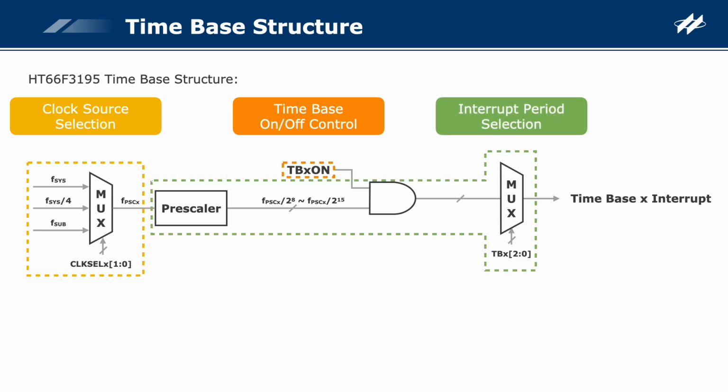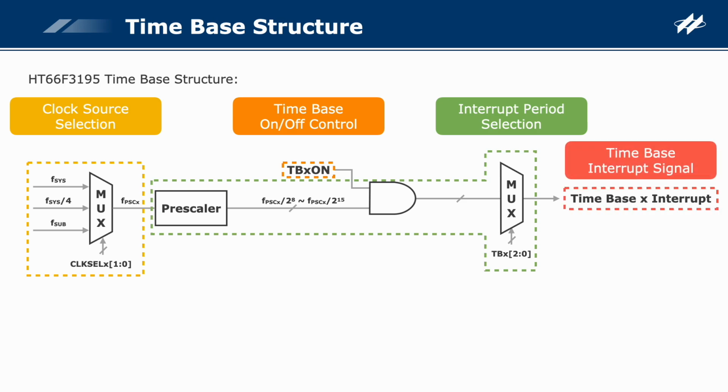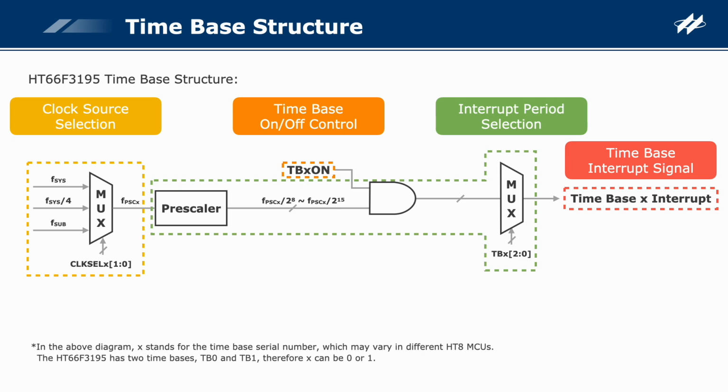The third part is time base interrupt period selection, which is used to select the period of time base interrupt signal generation. The fourth part is time base interrupt signal, which is used to trigger a time base interrupt. It should be noted that in the above diagram, X stands for the time base serial number, which may vary in different HT8 MCUs. The HT66F3195 has 2 time bases, TB0 and TB1, therefore X can be 0 or 1.